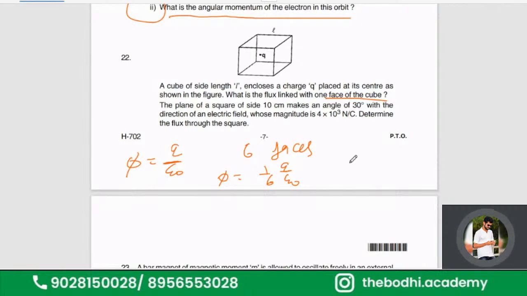And second, flux from Gauss law, we have the integral of E dot dS, where dS is the area. E dot area. Can we equate both of them? Let's equate. So we will get the integral of E dot dS equal to 1 by 6 Q over epsilon naught.